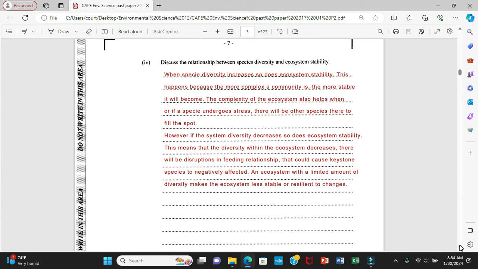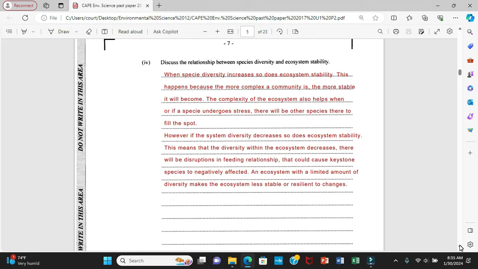However, if the diversity decreases, so does ecosystem stability. This means that diversity within the ecosystem decreases. There will be disruption in feeding relationships that could cause keystone species to be negatively affected. An ecosystem with a limited amount of diversity makes the ecosystem less stable or resilient to changes. All right, so the relationship is this. It's simple. Once there are a lot of plants and animals in the ecosystem, it means that the environment will be stable. An example of instability would be climate change, meaning a lot of hurricanes.